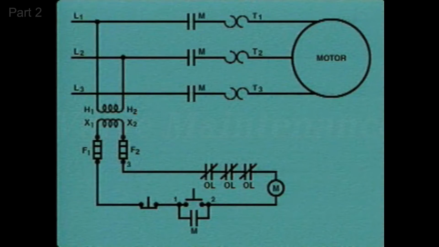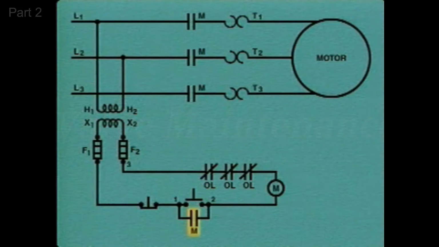The transformer is connected to a pair of fuses labeled F1 and F2, which protect the motor controller from short circuits. If a short occurs, the fuses will blow, causing opens in the control circuit. The fuses are connected to stop and start buttons and to overload contacts. The overload contacts, which are labeled OL, are normally closed.